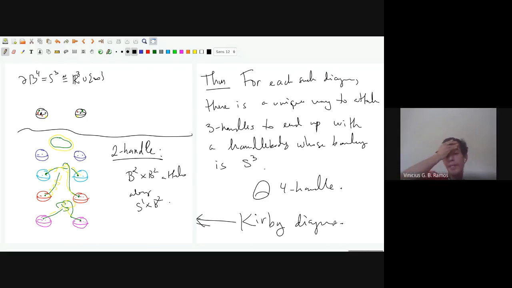And what Kirby also realized is basically he interpreted handle slides and isotopies and handle cancellations in these diagrams. And these modifications that come from handle slides and handle cancellations are what are called Kirby moves. So you can do what's called Kirby calculus and take one of these diagrams and make it into another one.